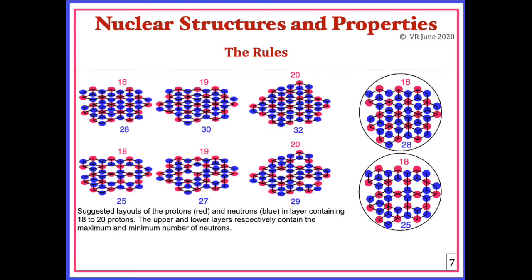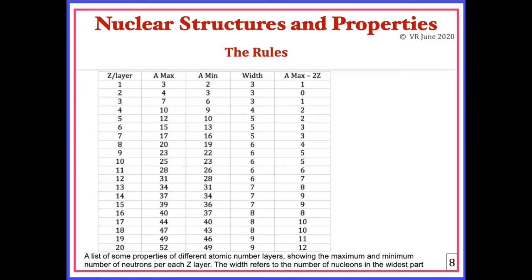The rules that were given earlier have been incorporated into the layers shown in this and the previous 2 slides. Determining the structure of nuclei becomes one of selecting the layers with the right number of protons for the elements of interest, arranging the layers, and then removing or adding neutrons to get the isotope of interest. This is a summary of the results of the previous 3 slides. The final column, Amax minus 2Z, is the number of additional neutrons over protons required to fill the lattice structure for the Z protons in that layer.